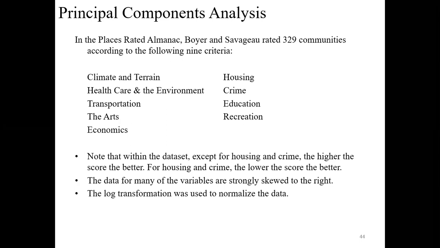I'm going to go through an example using a data set where two scientists looked at 329 communities around the country and rated them according to 9 criteria. And I've got those criteria there. Within that data set, except for housing and crime, the higher the score on these variables, the better. For housing and crime, the lower the score, the better, because a high housing score would be more expensive housing and a higher crime score means more crime. For this particular data set, these variables are skewed, so the scientists did a transformation to normalize the data.